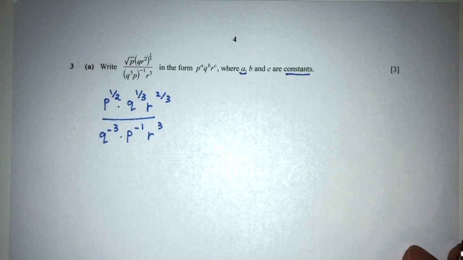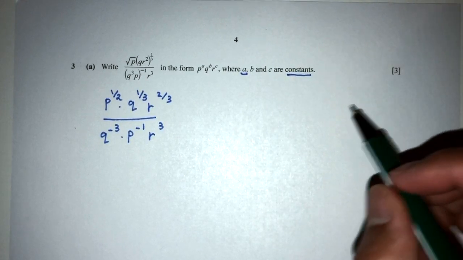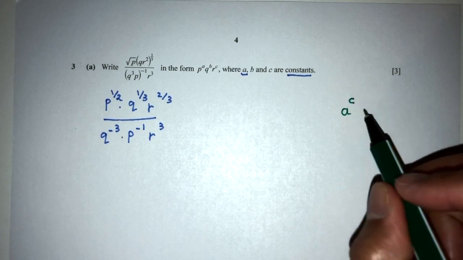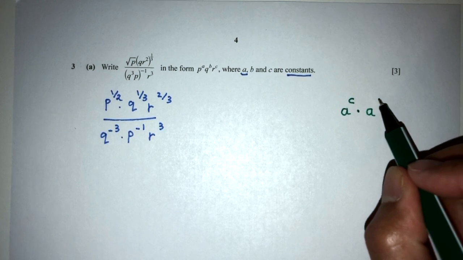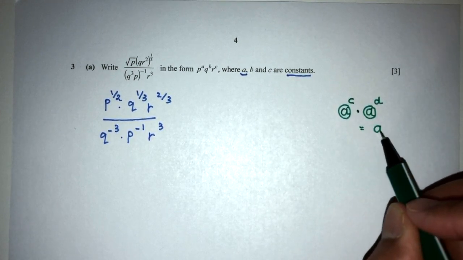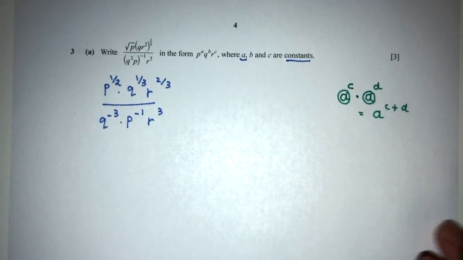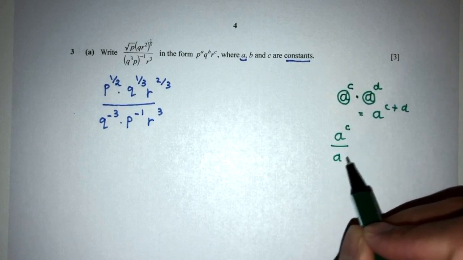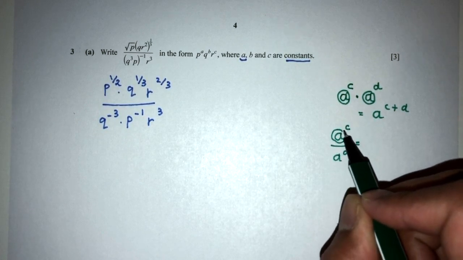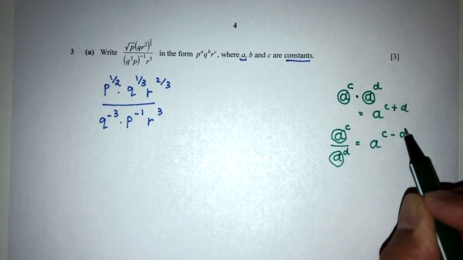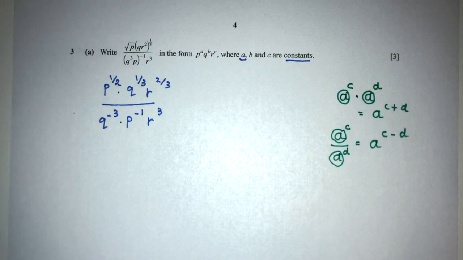Now, we have to use the laws of indices in this question. For example, if you have a power c, multiplied by a power d, because they have the same base, we can combine them into a power c plus d. Same thing applies if you have a power c divided by a power d. Because they have the same base, we can combine them. That will be a power c minus d. So using these principles, we can simplify this step by step.